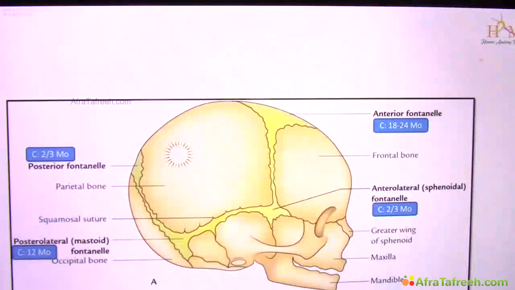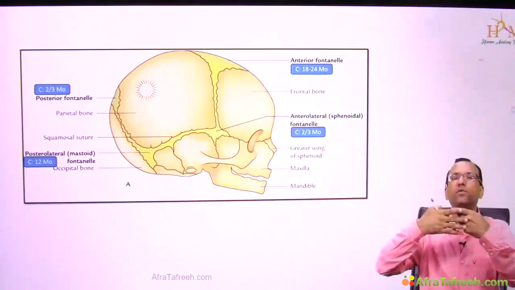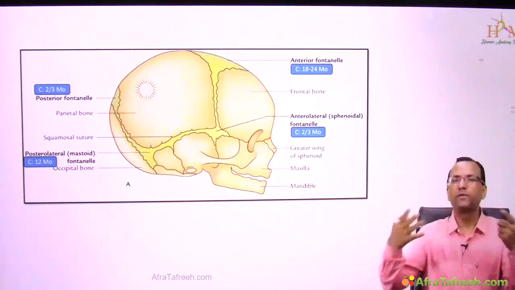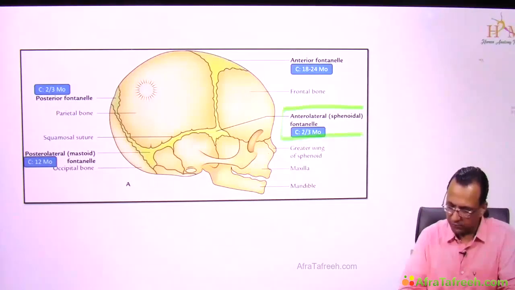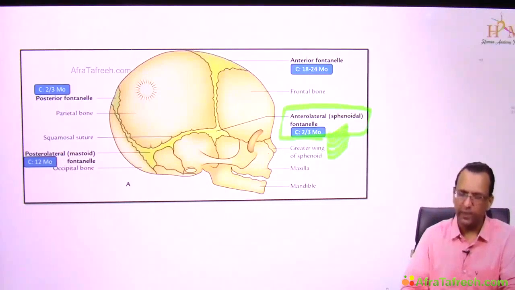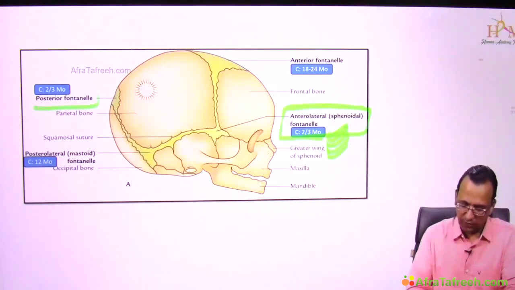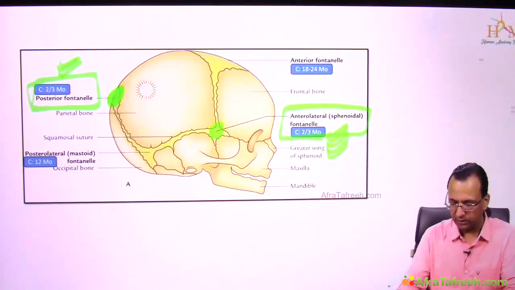Let us see which is the first fontanelle to fuse. Means the bones will fuse and no more space. Suture will develop. Which is the first one? Actually, I have two answers. It is the anterolateral, the sphenoidal fontanelle, 2 to 3 months after birth. Similarly, the posterior fontanelle, 2 to 3 months after birth. You mean to say both of them at the same time? Yes, both of them at the same time. Okay, if you say so.